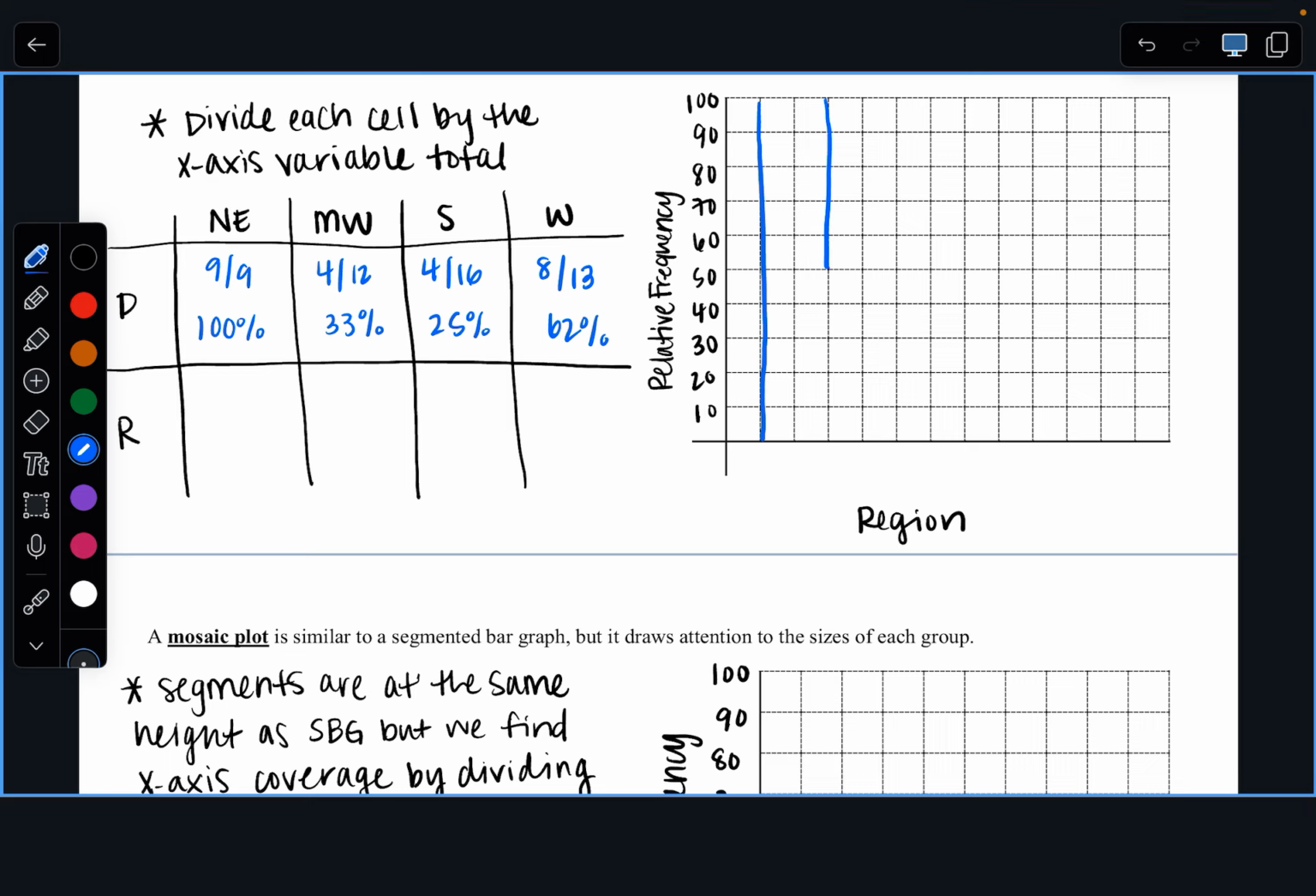Typically, these bars end up being a little bit wider than what you would do for a side-by-side.